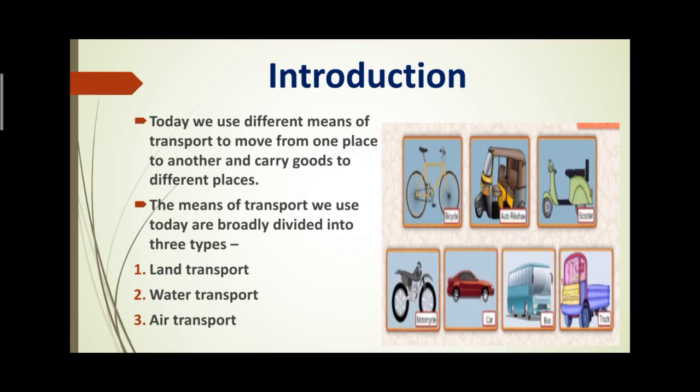In the picture, you are able to see the different means of transport, that is bicycle, auto rickshaw, scooter, motorcycle, car, bus, and truck. Now, the question is, what are the uses of these transport? The answer is for traveling.